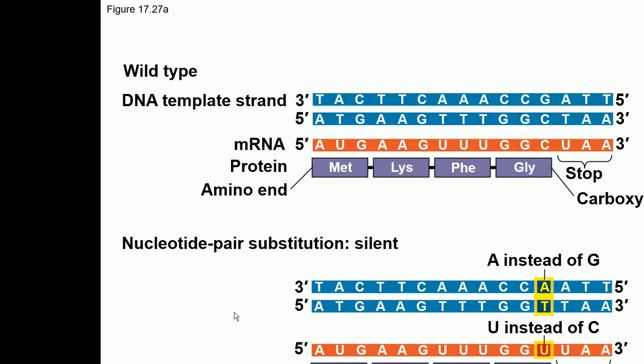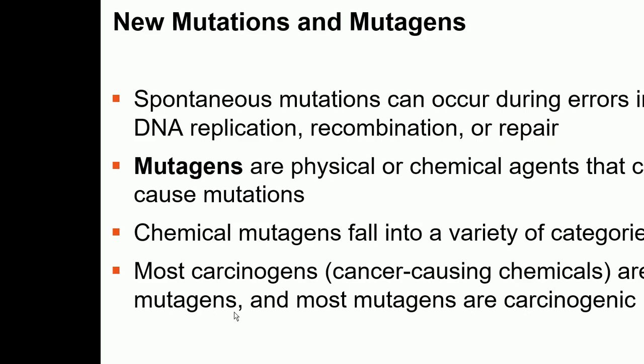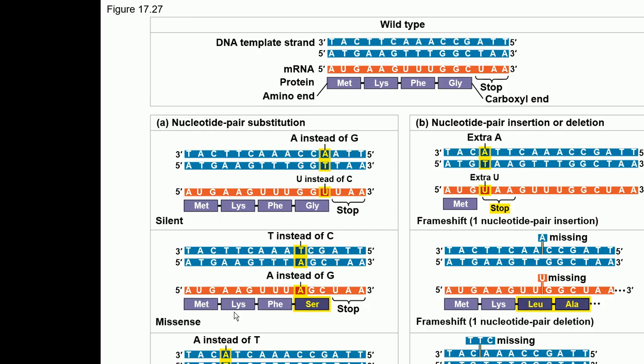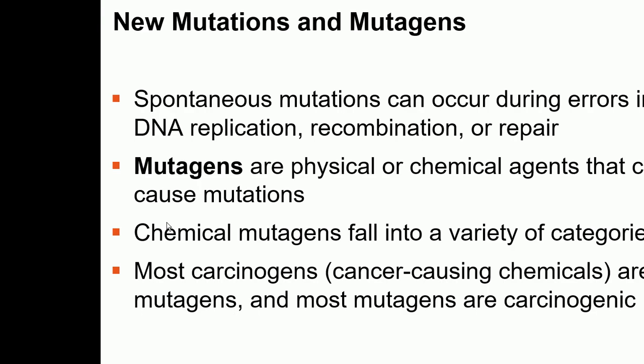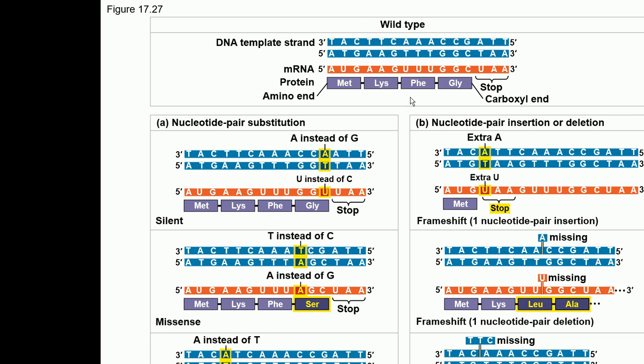Mutations can be caused by physical or chemical agents, and they're called mutagens. Many chemicals can cause mutations, and the chemicals which cause mutations that cause cancer are called carcinogens. Now this shows you some of the examples of the mutations and the effects.